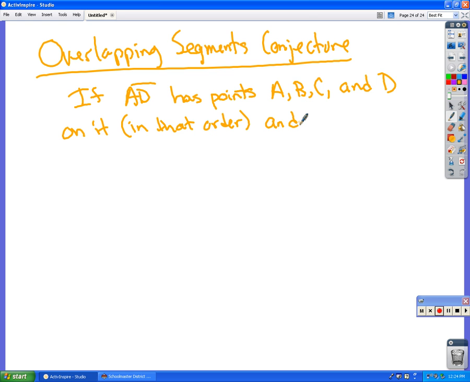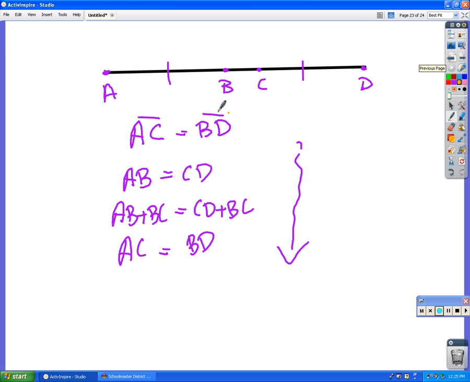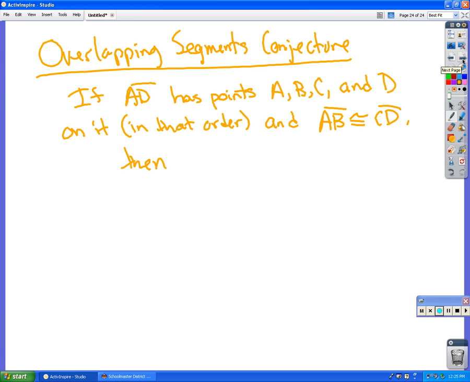And what else was true about our segment? What was special about it? What parts were congruent? Right, AB and CD. AB is congruent to CD. Then, what do we know to be true? What have we now proven to be true every single time? AC is going to be the same as BD. Okay, then AC is congruent to BD.